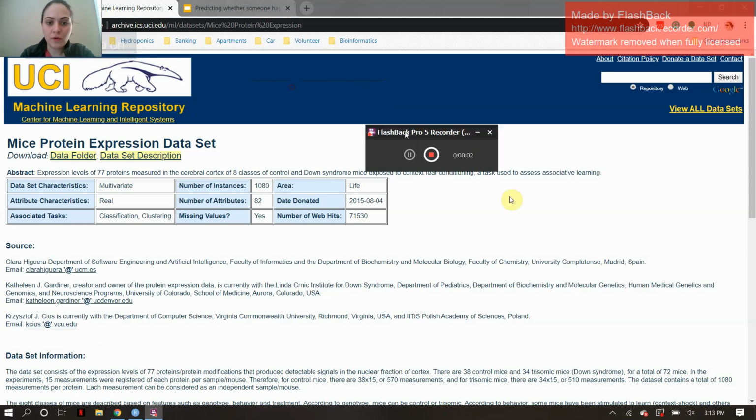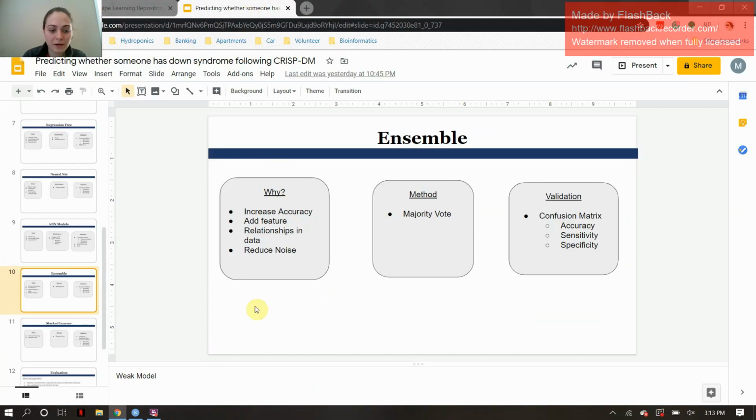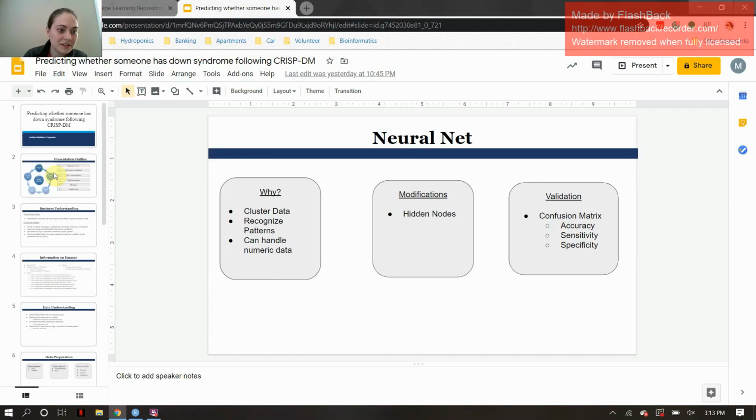Okay, so for my project, I wanted to build a predictive model to determine if someone had Down syndrome based on the expression of 77 different genes. I got the data set from the UCI machine learning repository. Going over to the PowerPoint to look at some information on it.